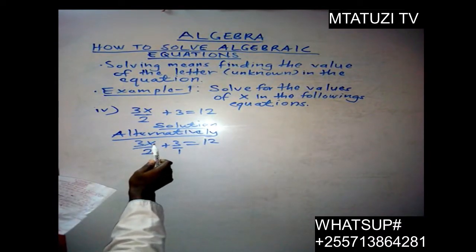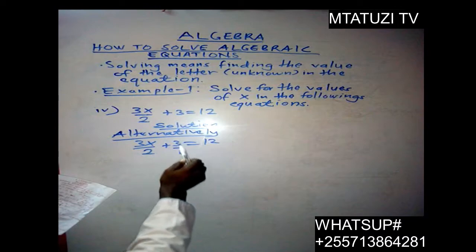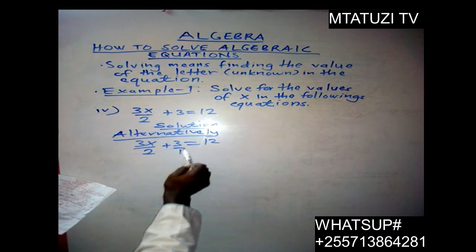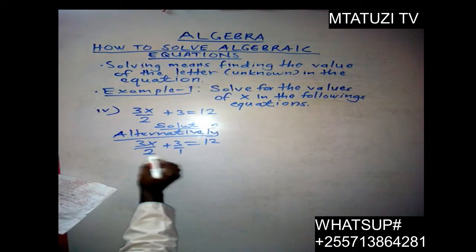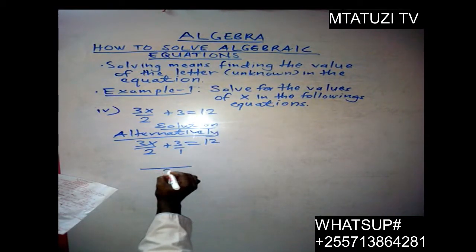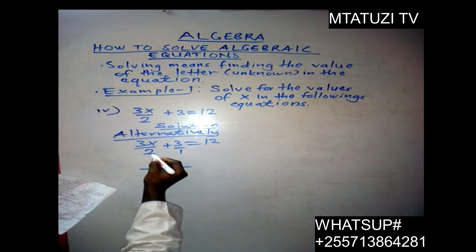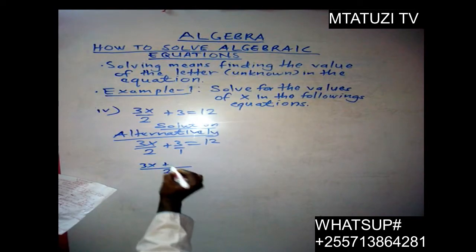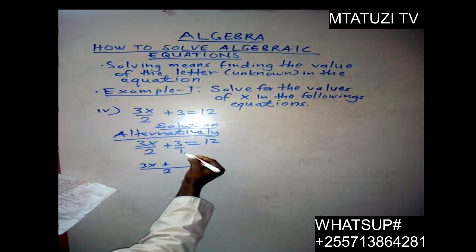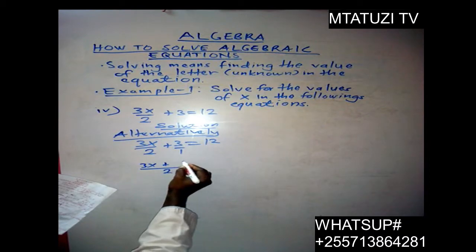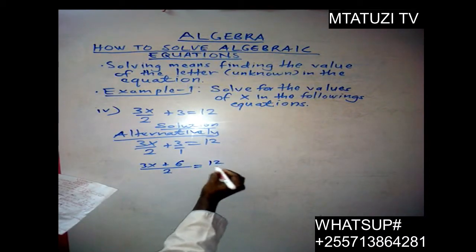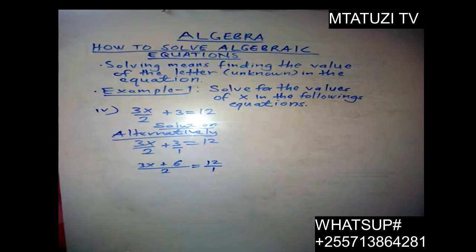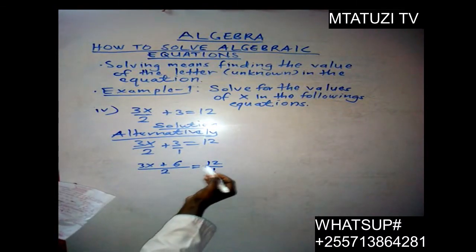So 3x divided by 2 plus 3 over 1. So there, find the LCM between 2 and 1. LCM between 2 and 1 is 2. So 2 divided by 2 is 1, 1 times 3x you get 3x, plus 2 divided by 1 you get 2, 2 times 3 you get 6, is equal to 12. So there you put 12 over 1 in order to make it equal, so that you can easily cross multiply. So therefore we cross multiply.